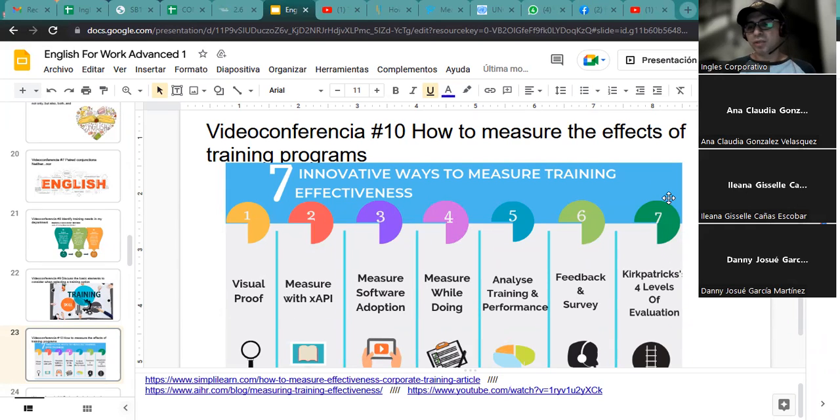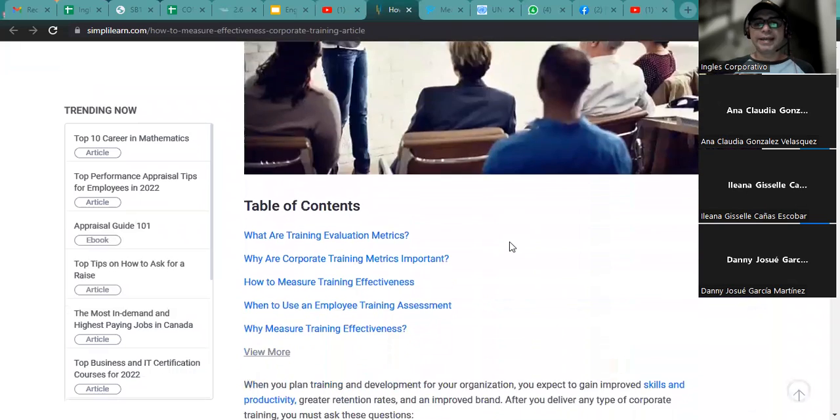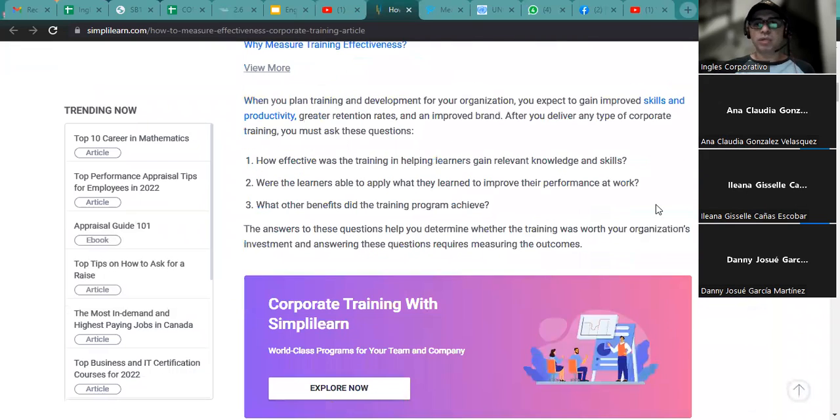And well, the other one is just an evaluation that has four levels that we're going to check later on today. So we're going to check into that right now. Actually, we're going to start checking on how to measure training effectiveness, and this is what we're going to read about.